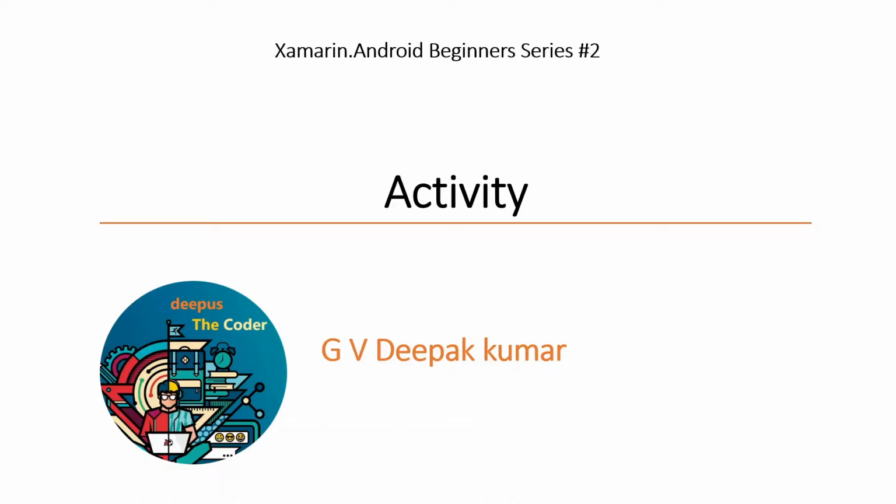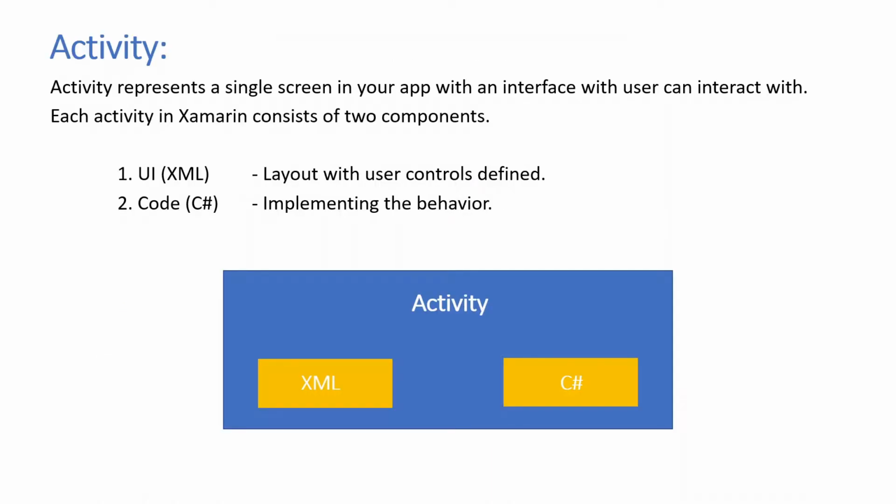In the last episode, we discussed how to create a Xamarin Android application in Visual Studio and the Xamarin Android application project structure. Today, we are going to discuss activity in a Xamarin Android application. In Xamarin Android, an activity represents a single screen of the application. That means if your app has a login page, it represents the login activity. A registration page represents the registration activity. Like that, a number of activities are present inside any Android application.